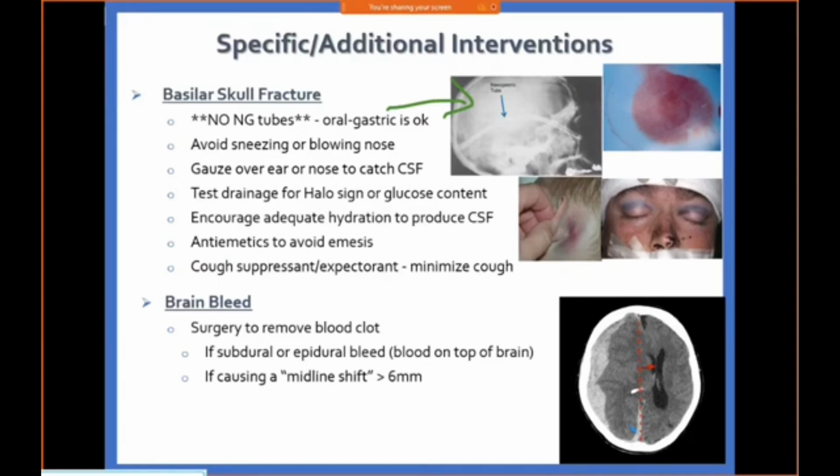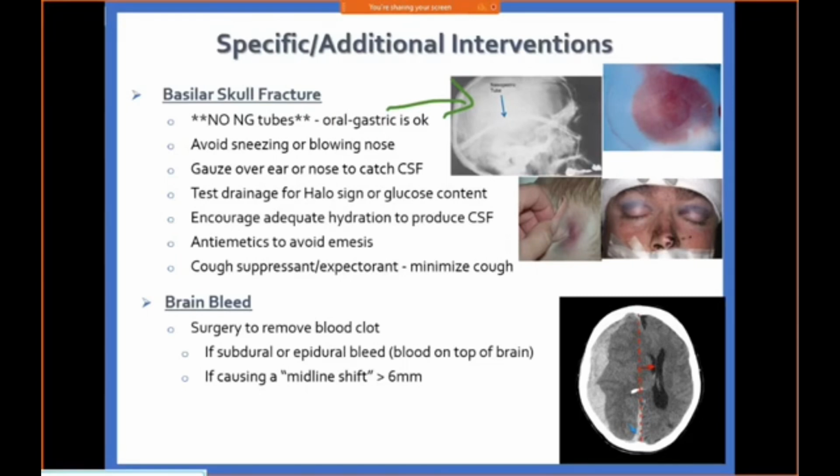You can do an oral gastric tube if you have any raccoon's eyes, battle sign, CSF leak, any clear drainage after a head injury from your nose or your ears. If you have an order for an NG tube, do not put it in nasally. You have to go in orally, because you have a sign of a basilar skull fracture and you don't want an NG tube in the brain. You don't want to be the nurse that did that or the doc that did that. So don't put an NG tube in, even if you have an order for it. Ask if you can do it oral gastric because you have signs of basilar skull fracture.